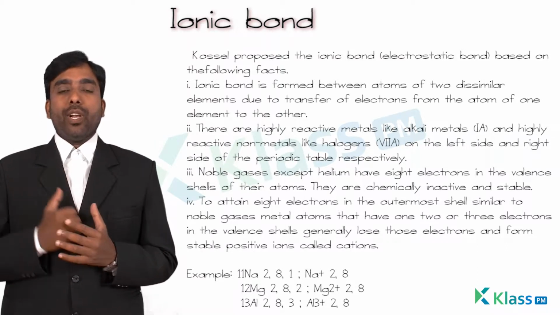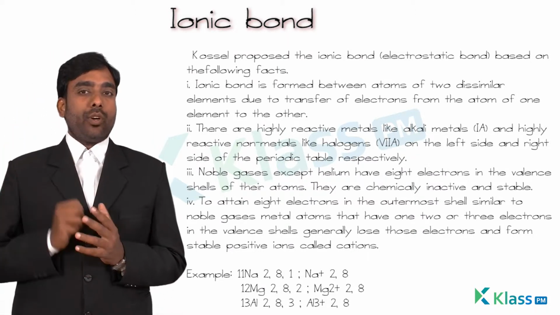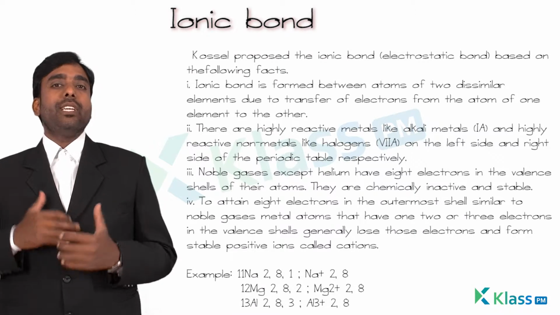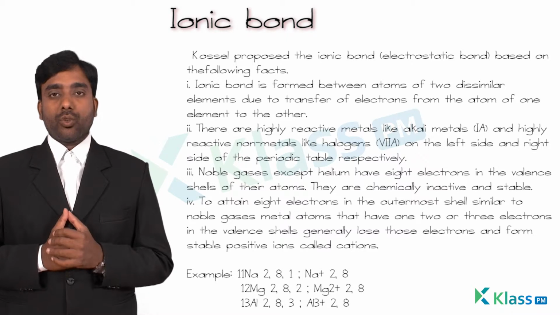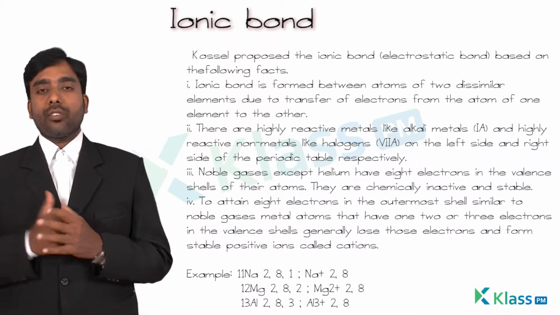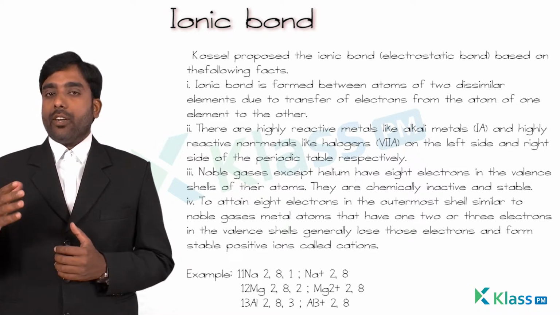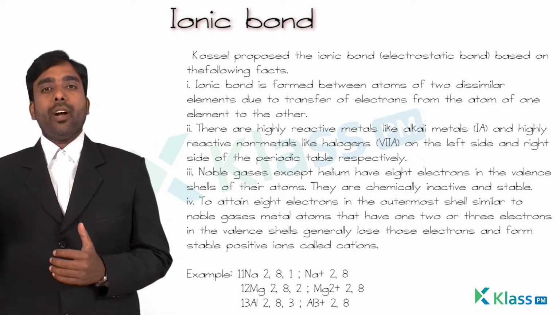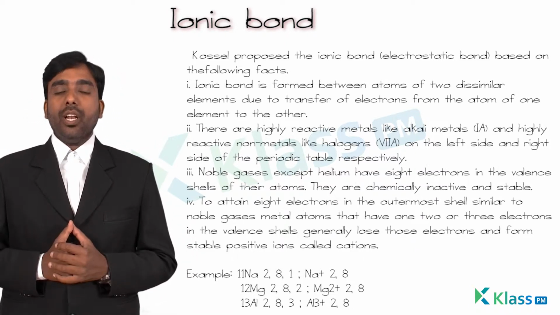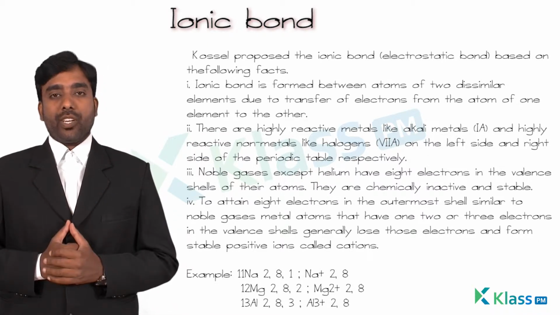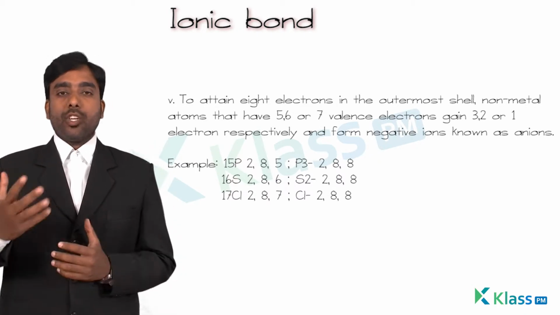Aluminium has electronic configuration 2, 8, 3, so there are 3 electrons in its valence shell. If it loses these 3 electrons, it gets a stable electronic configuration, so aluminium loses 3 electrons and forms the Al3+ cation with configuration 2, 8. This is the way metals lose electrons from their valence shell to attain octet configuration and form cations. Now let's take some examples of non-metals.